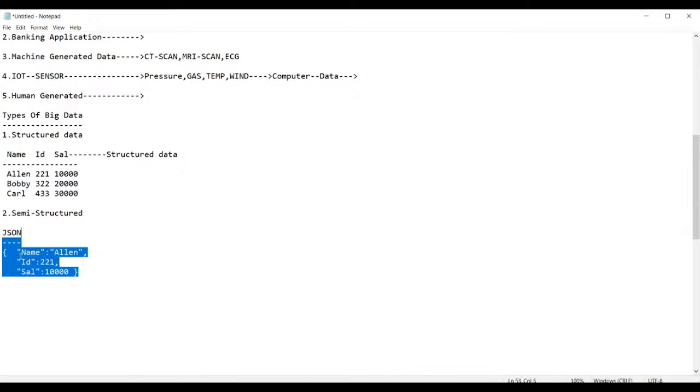Can you see this kind of data is called semi-structured data? This kind of data is called semi-structured data. And now finally, the third one is called unstructured data.